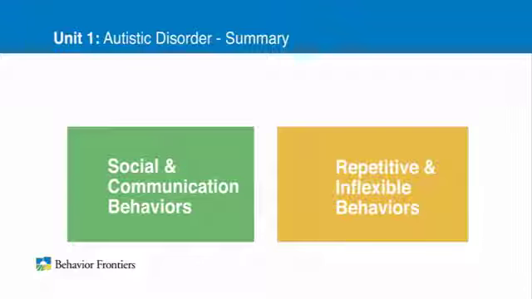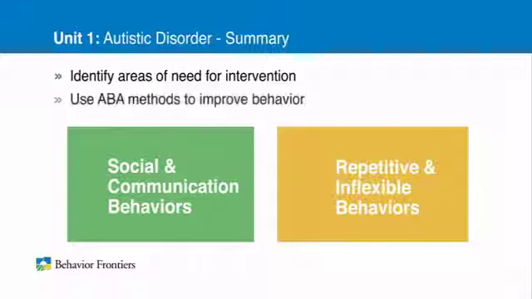With this knowledge, you should better be able to identify areas of need for intervention for students with autism. Also, in the upcoming units, you will learn how to use ABA methods to change and improve the behavior of students with autism by increasing their social and communication behaviors, while at the same time decreasing their repetitive and inflexible behaviors.